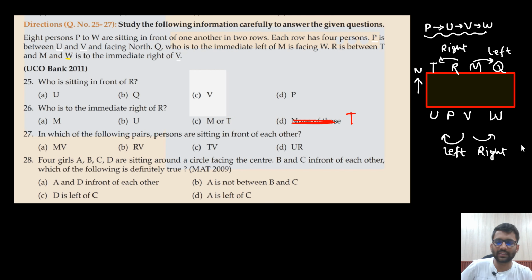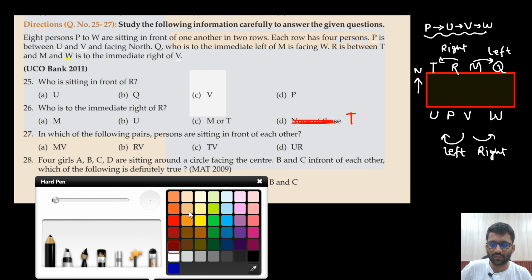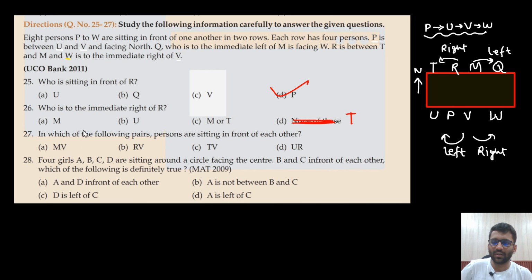Now what they are asking, who is sitting in front of R? In front of R there is P. Who is immediate right of R? Right of R is T. In which of the following pairs persons are sitting in front of each other? In front of V there is M. MV. Okay, this is correct.